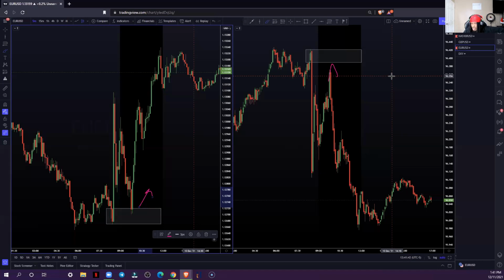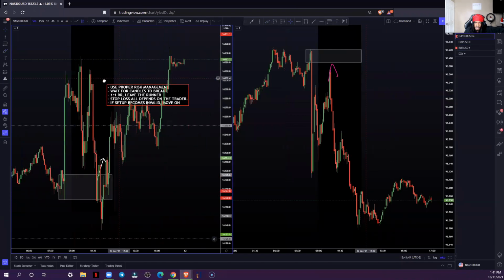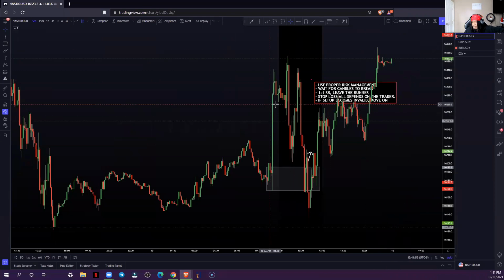NAS chart on FXCM. I think this is Oanda for NAS 100. Yeah, I think this is Oanda. I haven't been leaving runners, but I'm definitely gonna be leaving runners next year for sure.